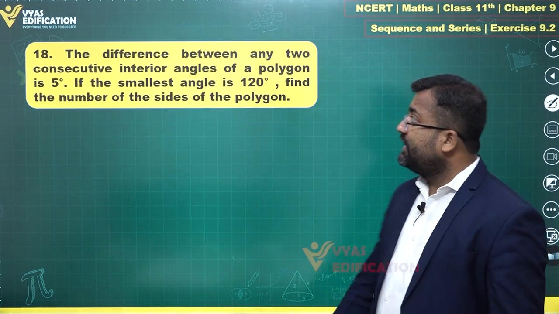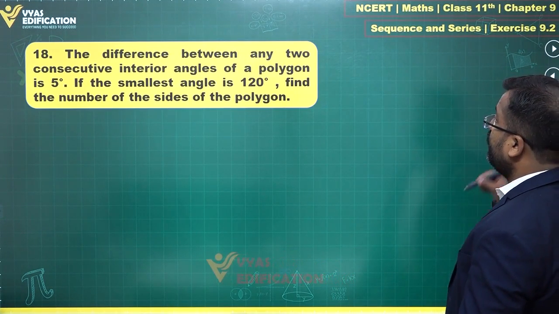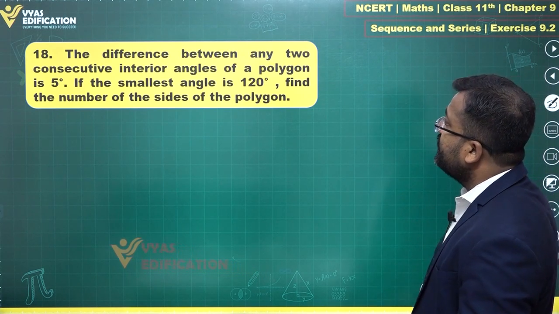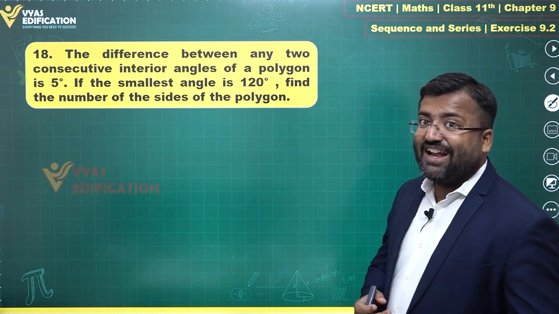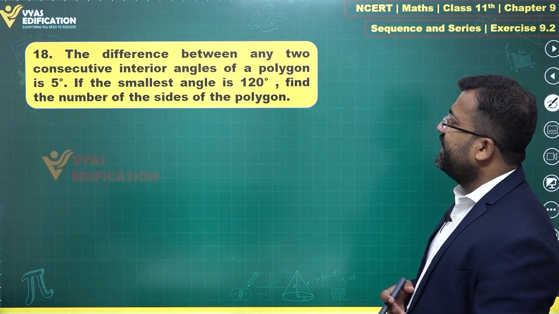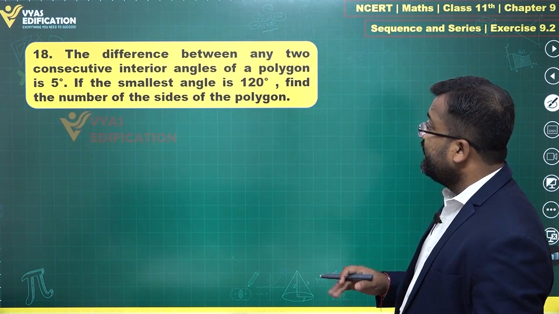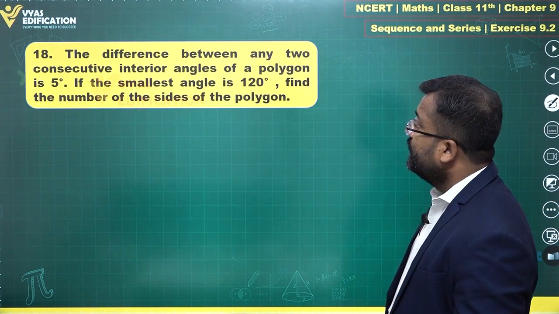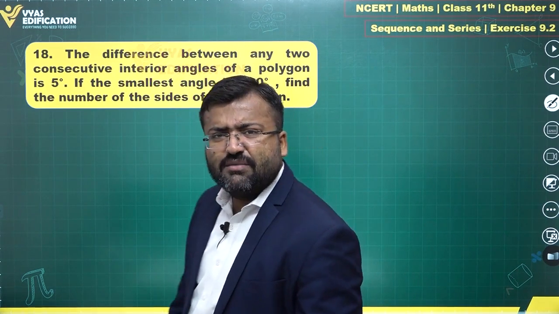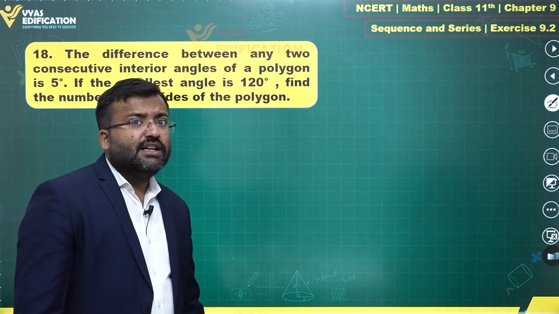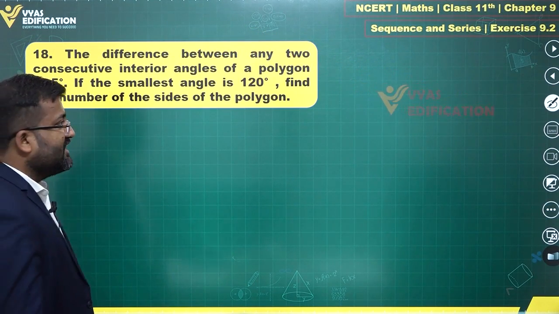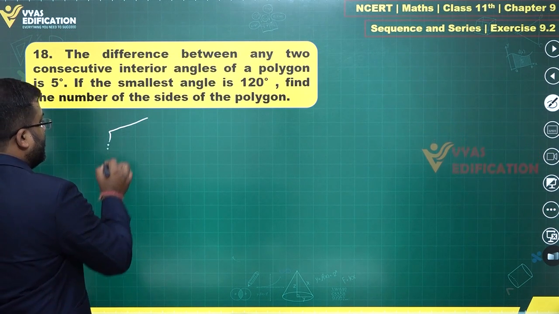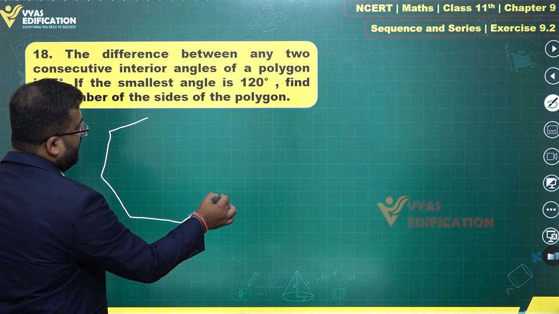In the 18th question, it is given the difference between any two consecutive interior angles of a polygon is 5 degree. Consecutive interior angles of a polygon, the difference is 5 degree. Smallest angle is 120 degree. Find the number of sides of the polygon. Okay. Is there something missing in this question? On the first look, it looks like there's something missing. But then the person says a polygon and he talks about interior angles of the polygon.